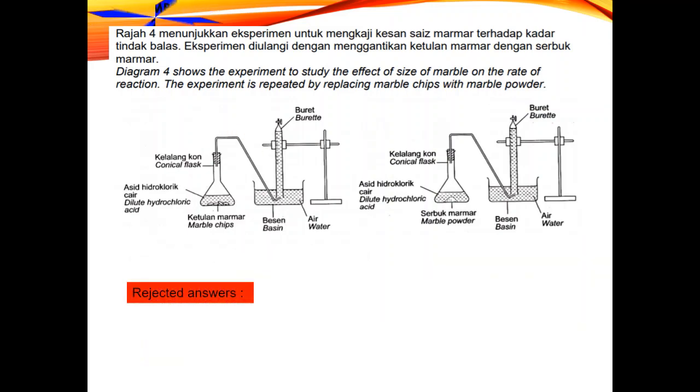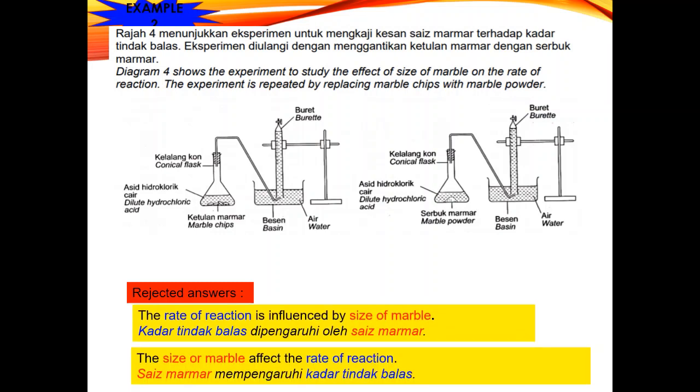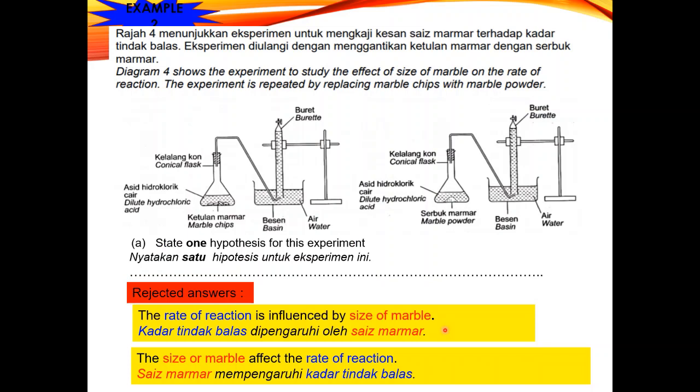In writing the hypothesis, we need to avoid using the words influence or effects. Like this, for example, you write the rate of reaction is influenced by the size of marble, or you write down the size of marble affect the rate of reaction. So in the marking scheme of SPM, you cannot write the word influence or the words effects in writing the hypothesis.